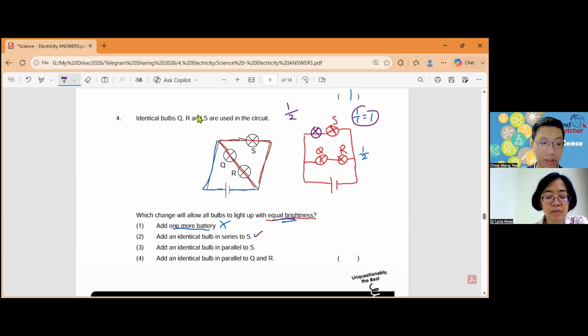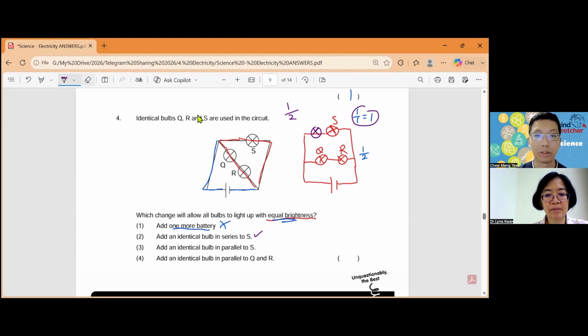But it is always good to go through the options so that you always choose the best answer. Maybe you are not so confident. I think that 2 is correct, but if you're not 100% confident 2 is correct, go and eliminate your choices. So let's look at option 3. Add an identical light bulb in parallel to S.